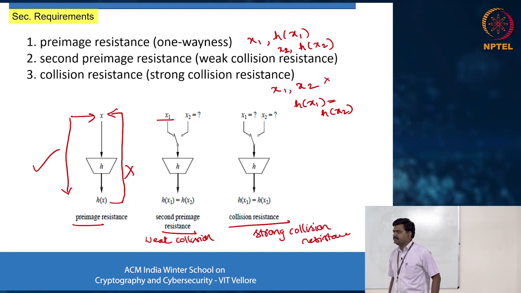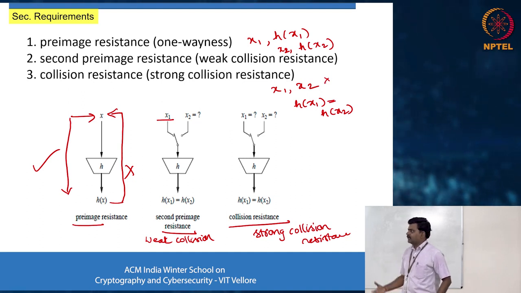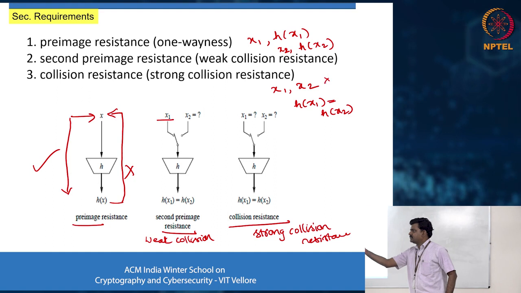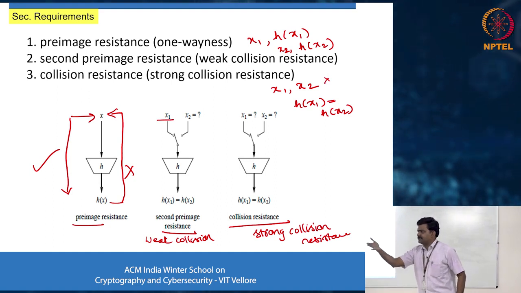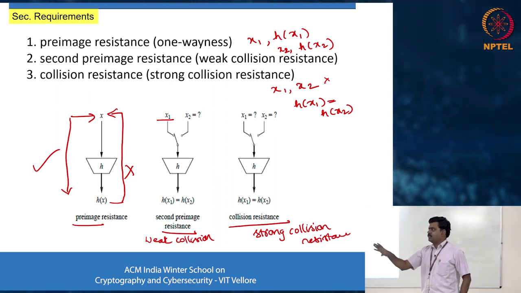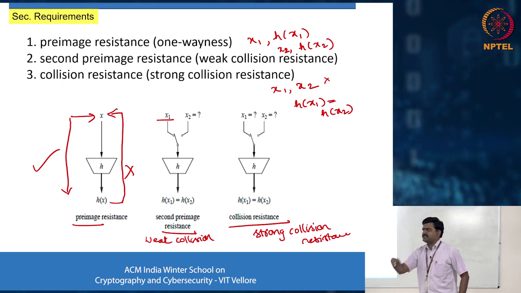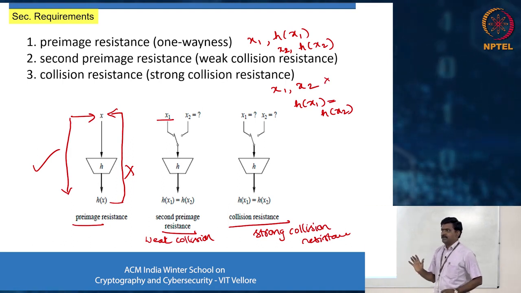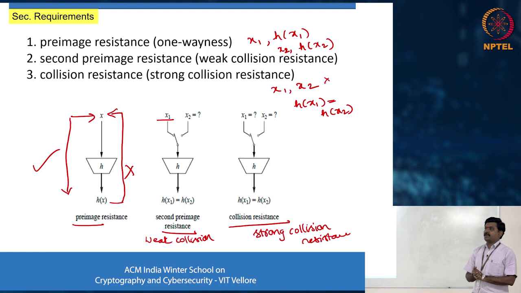Now, what is the second problem? I picked him. What is your birthday? Then I checked, and no. What is your birthday? Then again check. Right? So that is strong collision resistance.